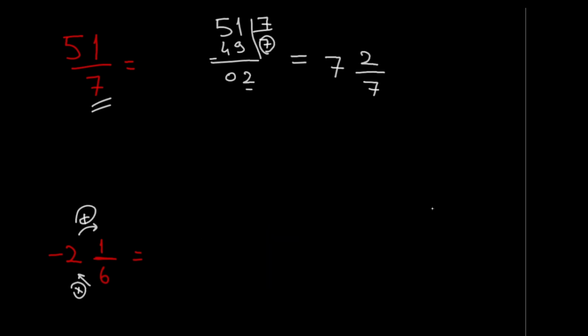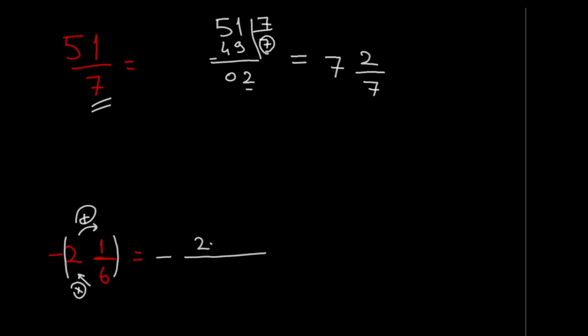Why? Because, as I told you here, the negative belongs to everything, right? Not just the 2. So you can just pretend that there is no negative and then put the negative afterwards, right? So let's do that. Let's write the negative here.